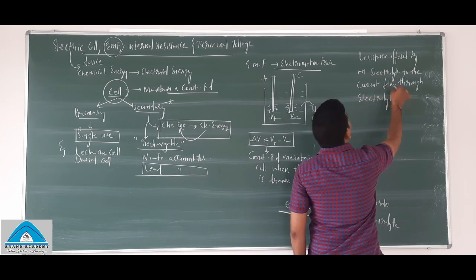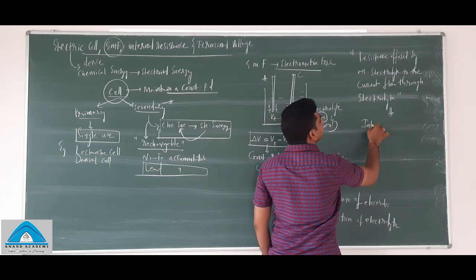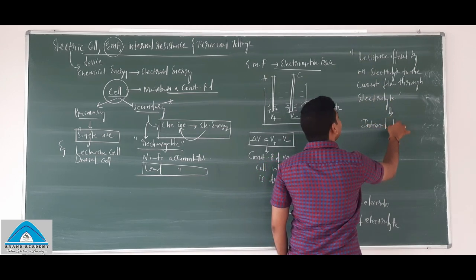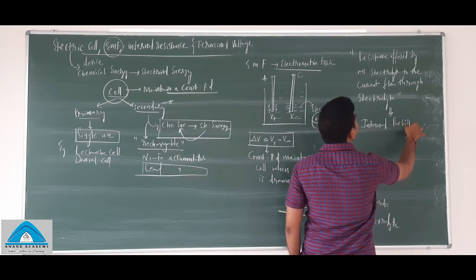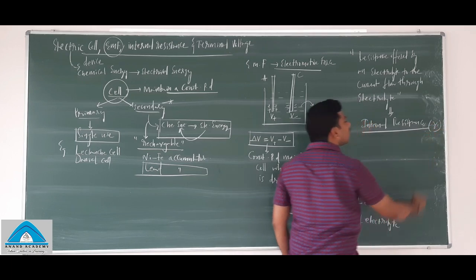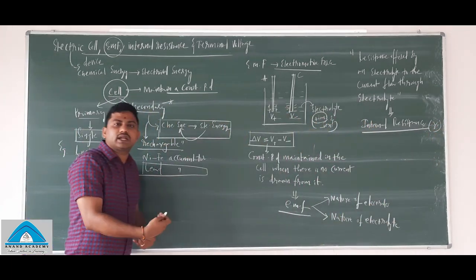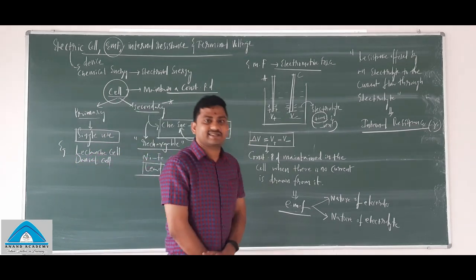So this is called internal resistance. What is the internal resistance here? See, internal, as its name indicates, it is related to the internal concept. So it is denoted with the symbol small r. You know the external resistance is denoted with the symbol capital R. So that is internal resistance.